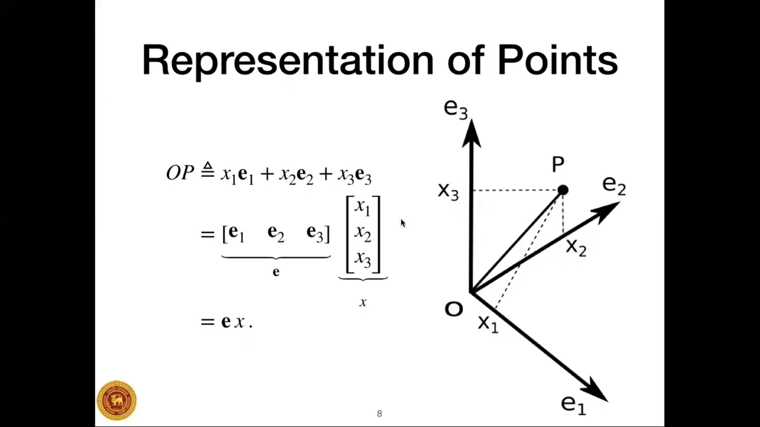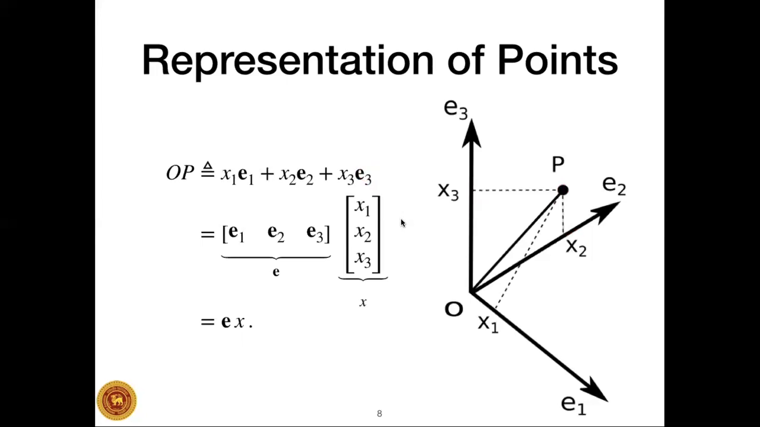So what does this allow us to do? This allows us to represent a point in a very abstract way as follows. It allows us to say that this point is x1 units along the E1 axis, x2 units along the E2 axis, x3 units along the E3 axis.